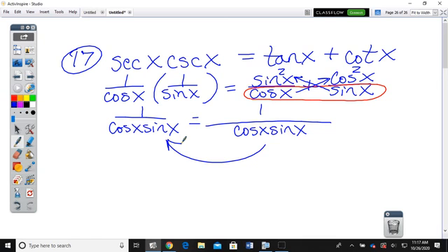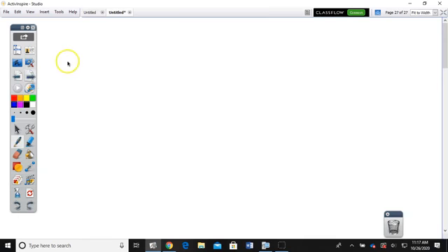Ready for 19? I think we've got time for one more. We'll let this one be the last one. Hopefully it won't be too bad. Whoa! That did not turn out like I wanted it to.